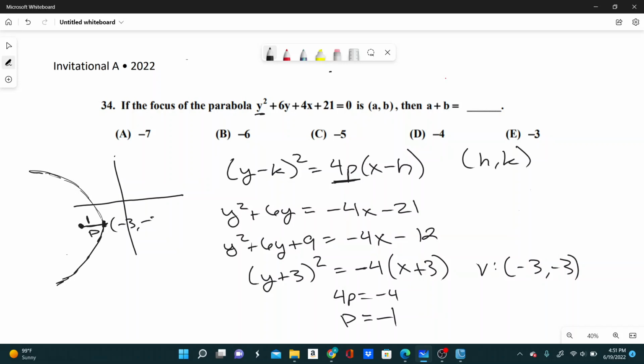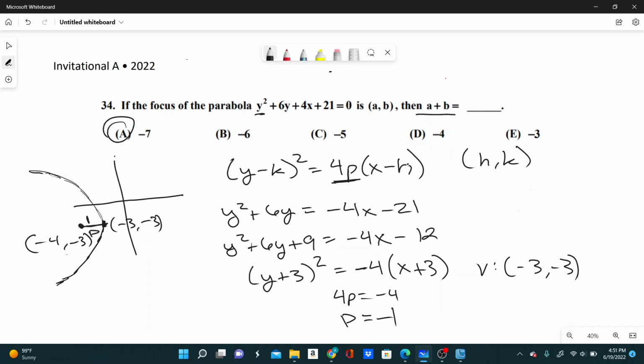And if the vertex is at negative 3, negative 3, and we move that 1 to the left, that tells us that the focus is at negative 4, negative 3. And the sum of those two numbers, which is what they're asking for, finding a plus b, is negative 4 plus negative 3, which is negative 7.